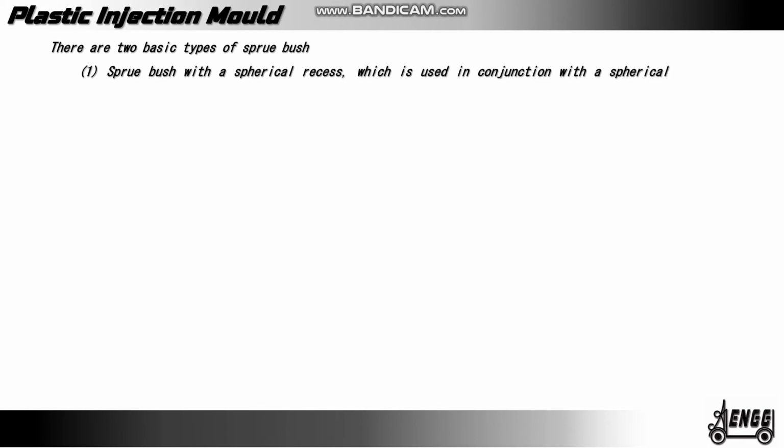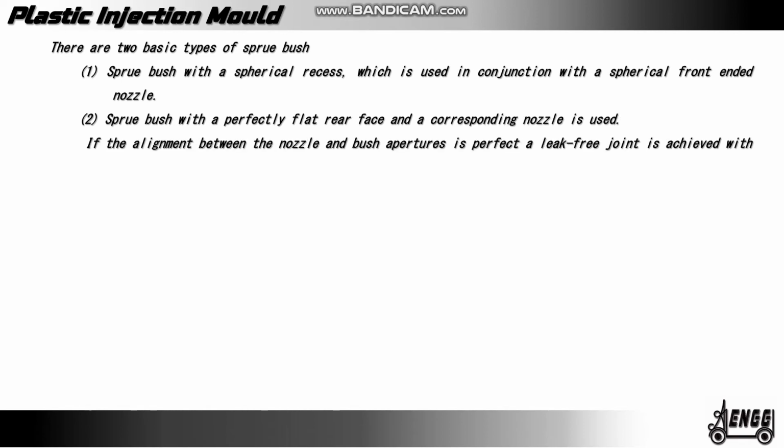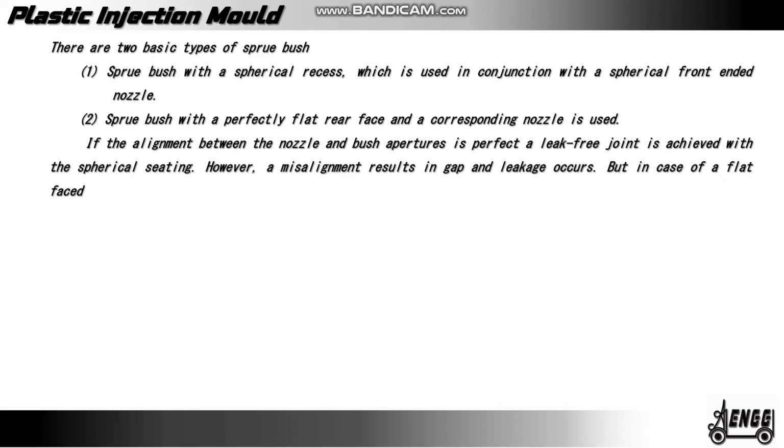There are two basic types of sprue bush. One is a sprue bush with a spherical recess, used in conjunction with a spherical front-ended nozzle. The other is a sprue bush with a perfectly flat rear face, where a corresponding flat nozzle is used. If the alignment between the nozzle and the bush aperture is perfect, a leak-free joint is achieved with the spherical seating. However, misalignment results in a gap and leakage occurs. But in the case of a flat-faced nozzle, no leakage can occur if the two apertures are slightly out of line.